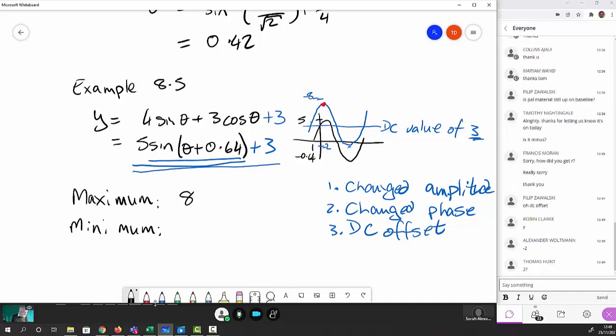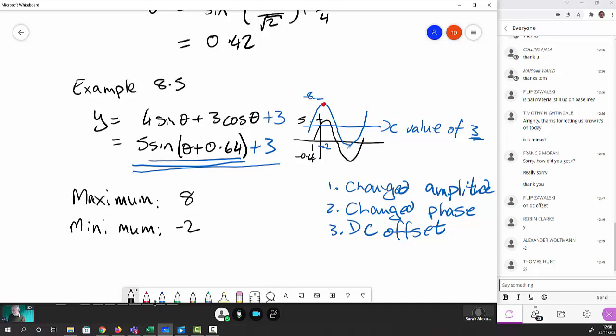Yeah, okay. Thomas, it's minus, of course. So the minimum value is going to be minus 1 for the sine, so that becomes minus 5. So 5 times minus 1 is minus 5. Minus 5 plus 3 means that we've got minus 2. Okay, that's the max and the minimum value, and you might be asked for either of those.